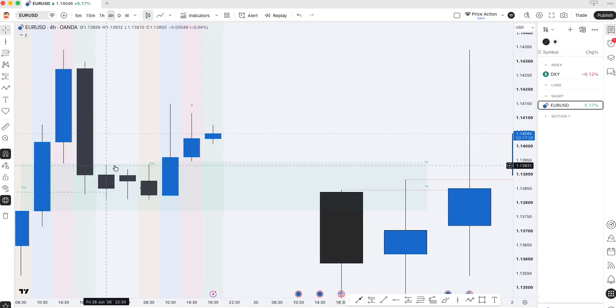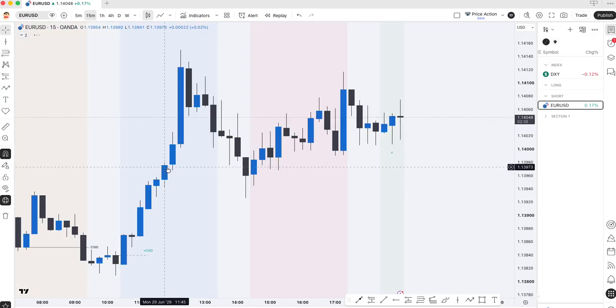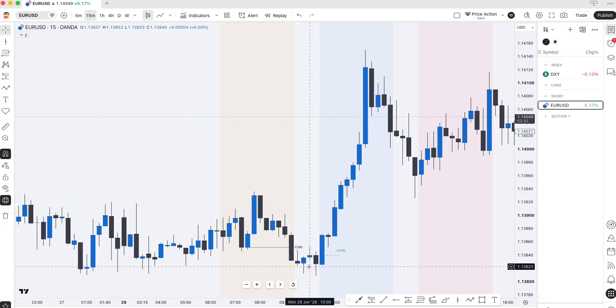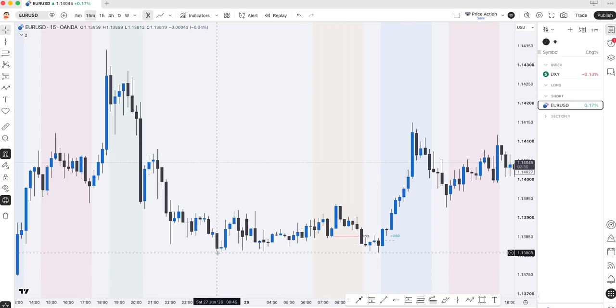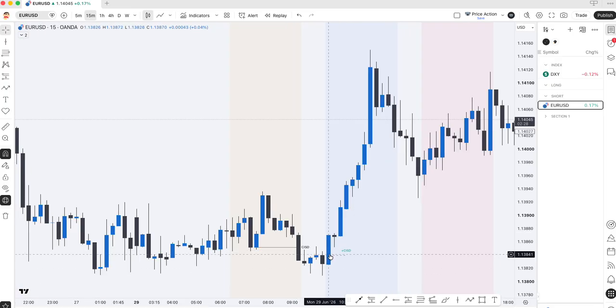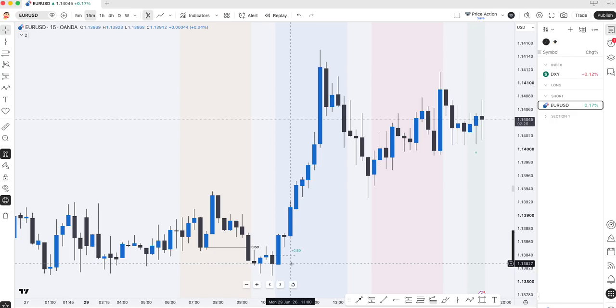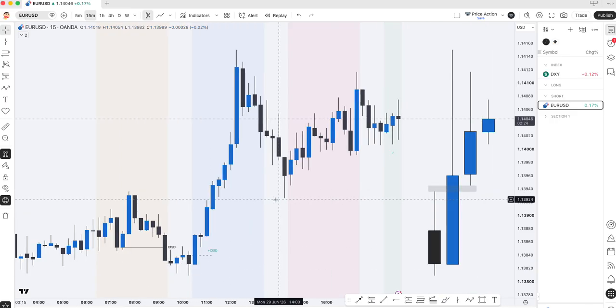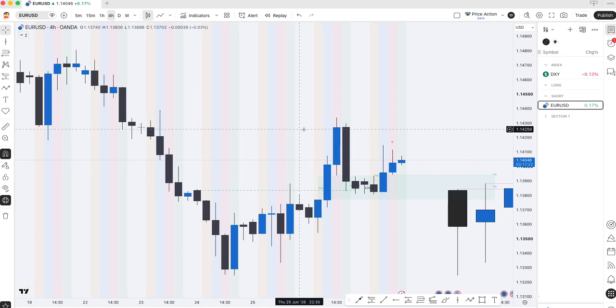This was a fake out. It tapped into FPG, sweep, C2, bearish momentum. But I waited for one more candle to break this structure, then I would have entered. And obviously it was a fake out. So I did not take any trade here and I saved a loss today.